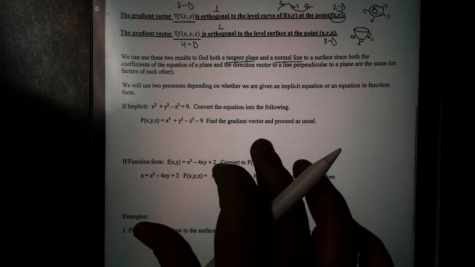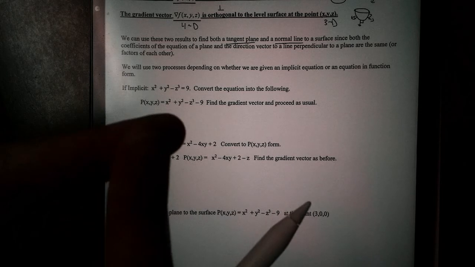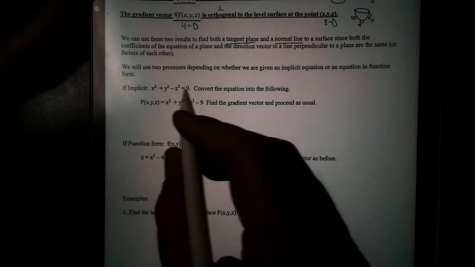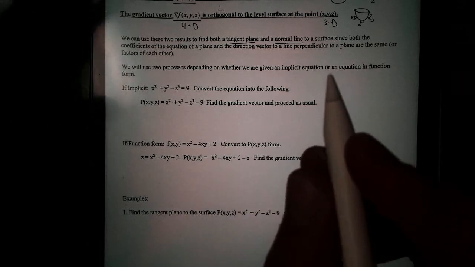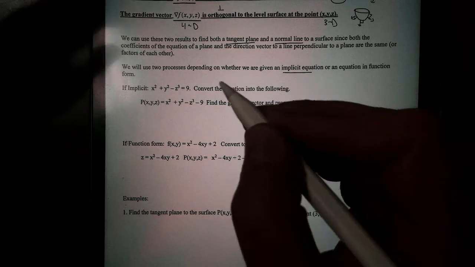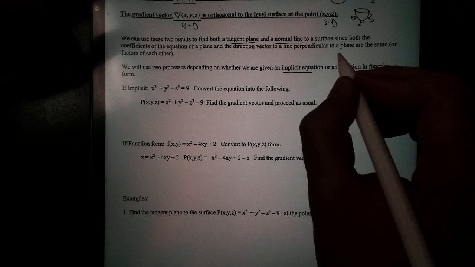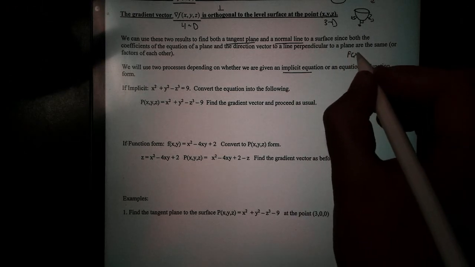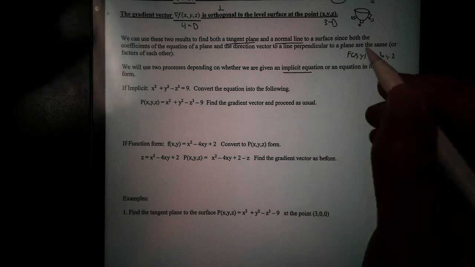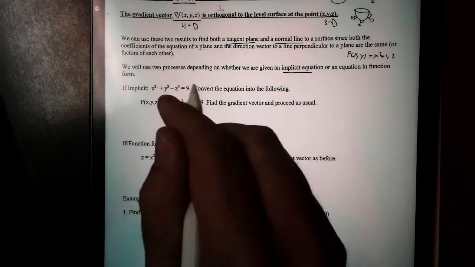So let's go ahead and take a look at how we can use the gradient to find the equation of our tangent plane and our normal line. There are two types of equations that we have: an implicit equation and an explicit equation. An explicit equation is already kind of solved for. It could be something like f of x, y equals x squared plus y squared. An implicit equation is where an equation is not really solved for, and that's the example we're going to take a look at right here.